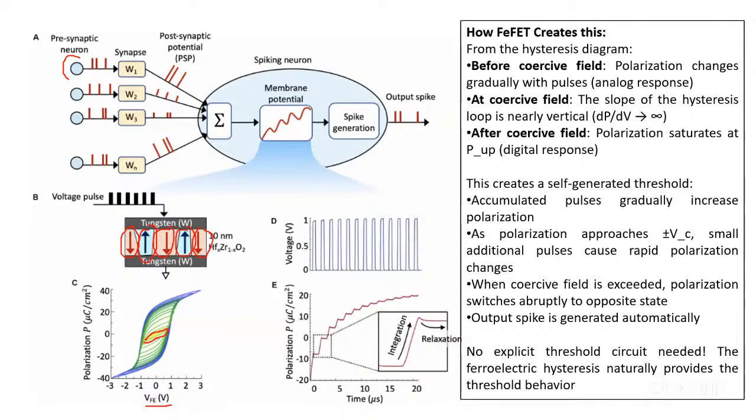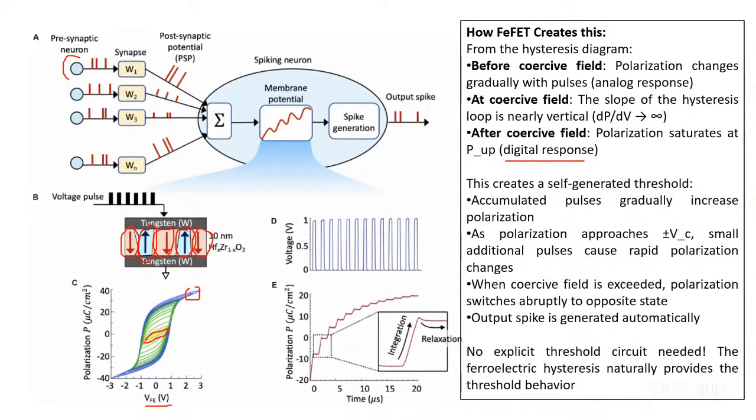This is an analog response that happens, and at the coercive field, the slope of the hysteresis loop is nearly vertical, so that dP/dV goes to infinity. We can see this at this point. This is quite vertical. So basically, after the coercive field, the polarization saturates at P up or P down, and this is where we get the digital response, or we can say the memory response.